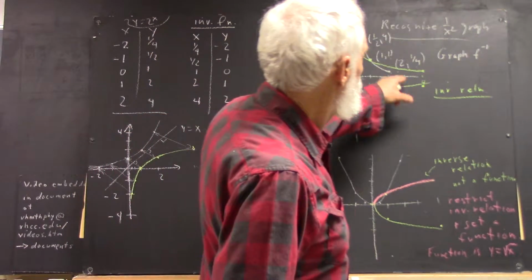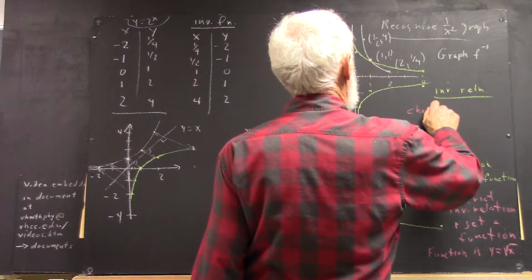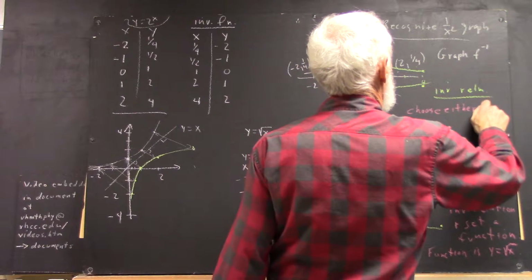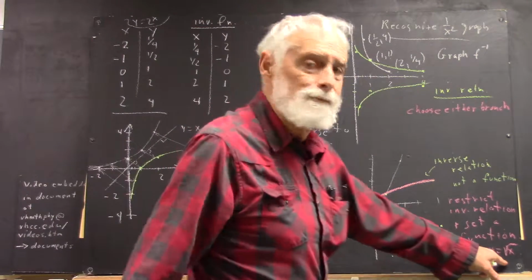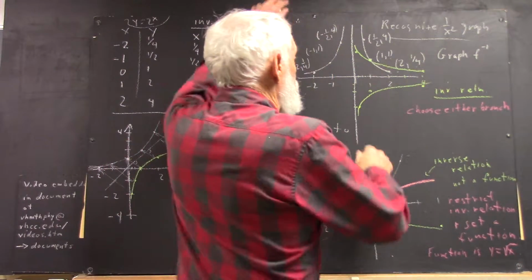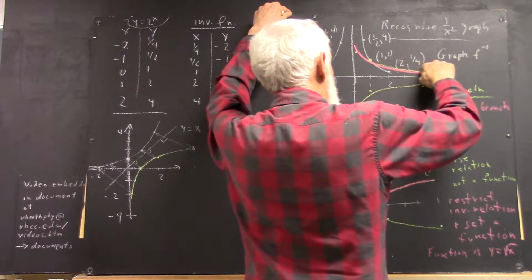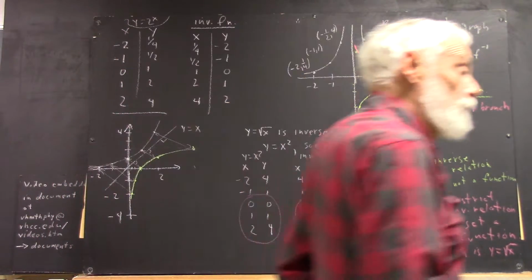I could actually choose either branch because I'm not trying to match it up with a specific function, right? Okay? So I'm going to go ahead and choose this branch just because I like positive results. Okay? But I could have chosen this branch.